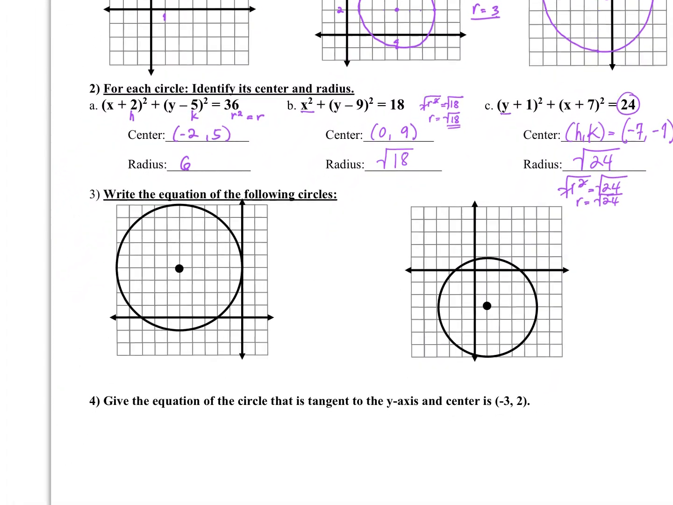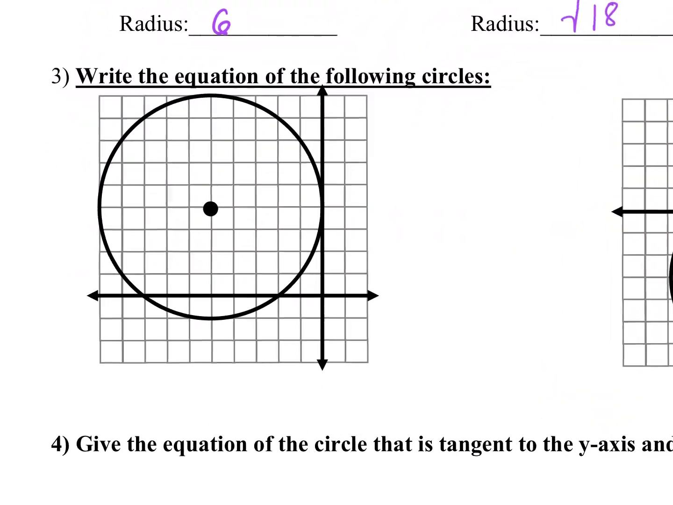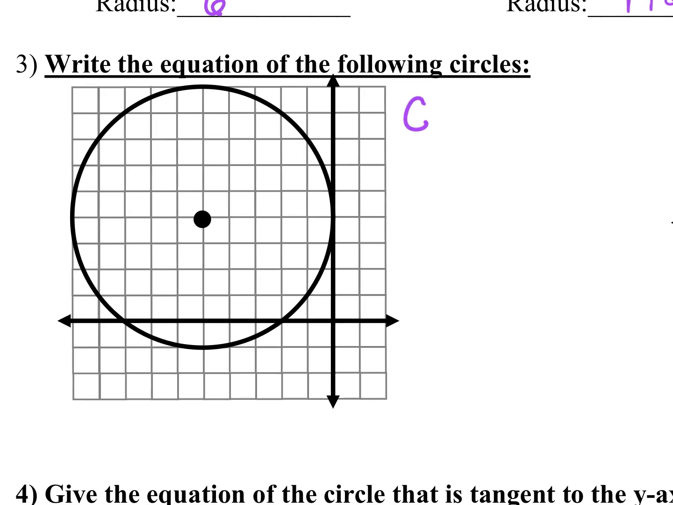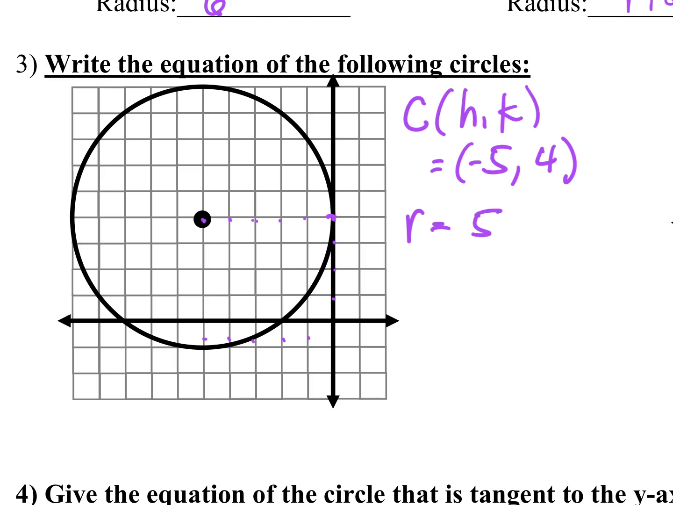Okay, what's next? Write the equation of the following circles. Okay, so first let's look at the center. Center is h and k. So in this case, let's look at this one. That's going to be 1, 2, 3, 4, 5. That's going to be negative 5. And going up from here, 1, 2, 3, 4. This is 4. It's going to get you 4. The radius. Let me see the radius. 1, 2, from the center, 1, 2, 3, 4, and 5. That's going to be 5 units only.